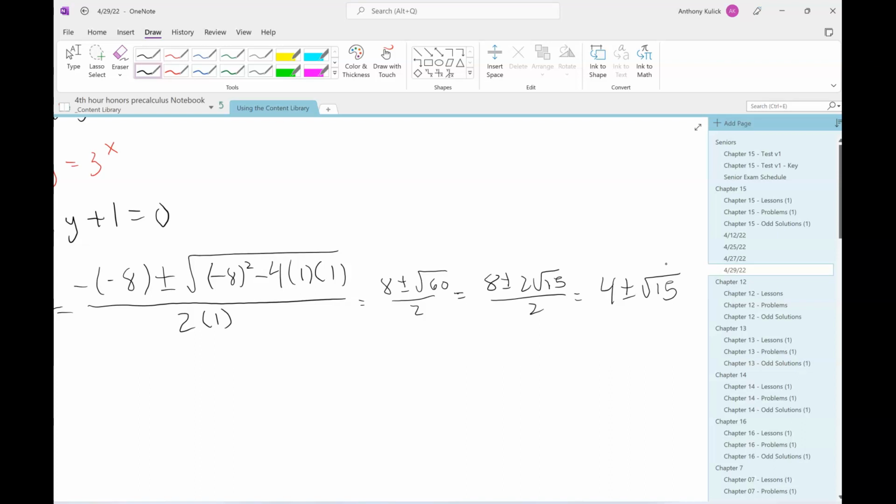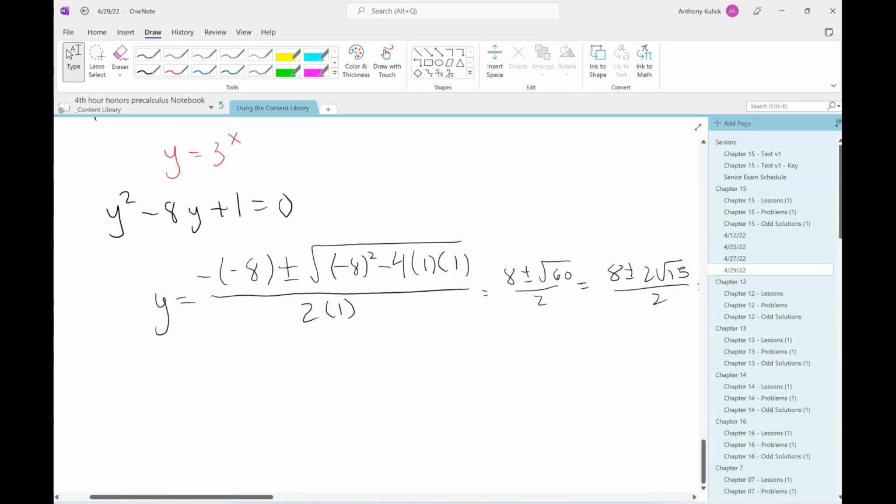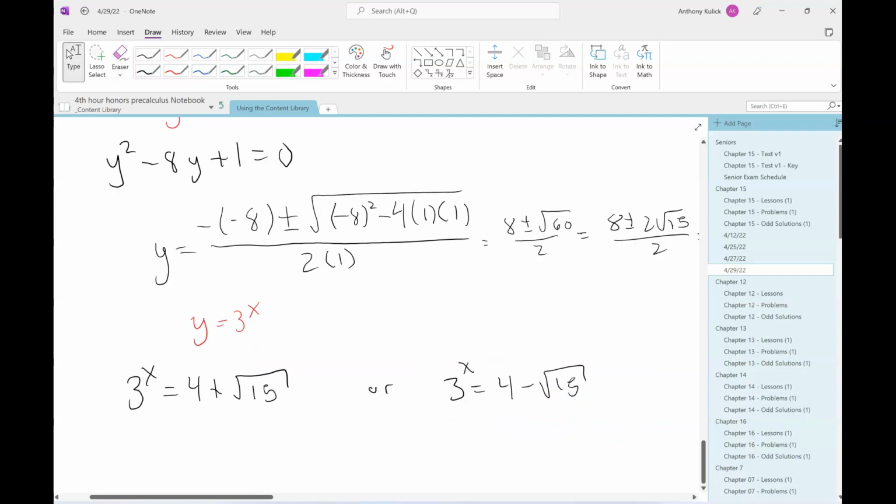What variable are we trying to solve for? X. What variable did we solve for? Y. So what's y equal again? 3 to the x. So we still have to solve these then, right? If I try to do the one-to-one method, is that going to be realistic? No. What power of 3 would give me 4 plus square root 15?